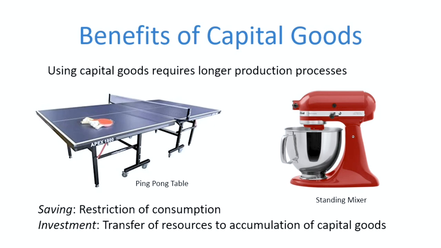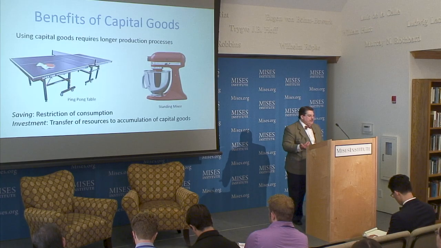So he has to forego maybe $500 he was going to spend on a ping pong table, which means, alas, not as much time spent recreating playing ping pong. And so he has to do without a consumer good to obtain a stand-up mixer. And so he foregoes $500 on the ping pong table to buy a mixer that's going to aid in the future production of flourless chocolate cake. And that restriction of consumption is what we call saving. The restriction of consumption is saving.